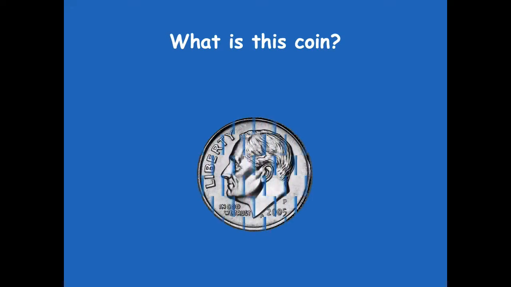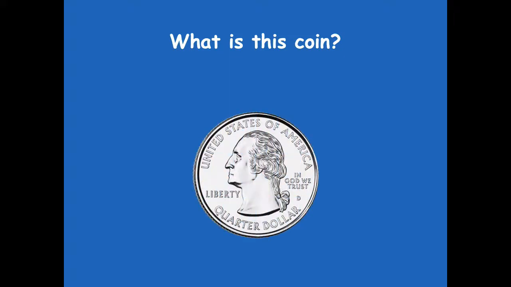All right, so what is this coin? It's a dime. What is its value? 10 cents. You got it. All right, so what is this coin? Yeah, it's a quarter. What is its value? 25 cents.